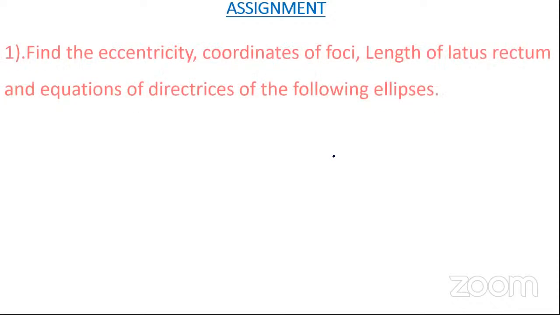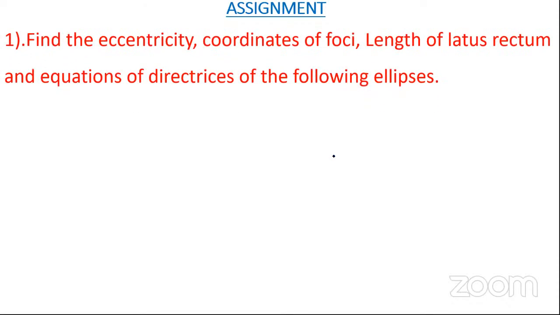Now the assignment for today. Find the eccentricity, the coordinates of foci, the length of the latus rectum, and the equation of the directrix of the following ellipses. The first is 9x square plus 16y square equal to 144. You have to transform this equation to x square by a square plus y square by b square equal to 1. Divide by 144, you will get x square by 16 plus y square by 9 equal to 1, just to find the given values.